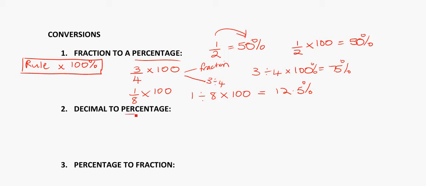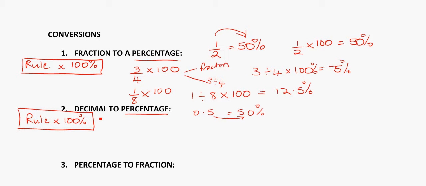Now what about a decimal to a percentage? What's half as a decimal? 0.5, and you know that's 50%. How do you convert a decimal to a percentage? Okay, looks like we multiply by 100. Same as the one above. So whenever you're changing a decimal or a fraction to a percentage, you multiply by 100%.